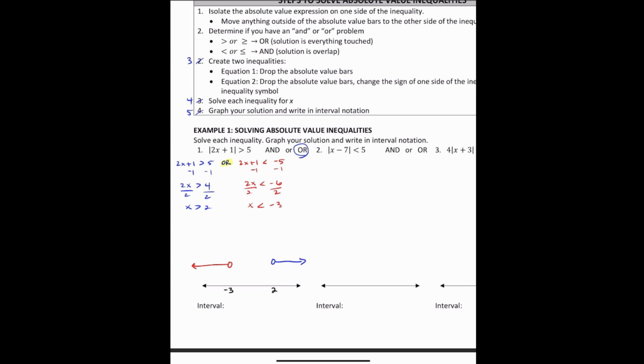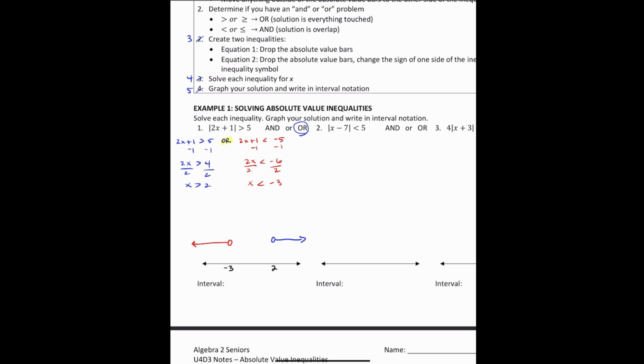So what are all the x values involved? To graph the solution, we have an open dot at -3, and then we're going to shade to the left. And then for 2, open dot, we're going to go ahead and shade to the right.